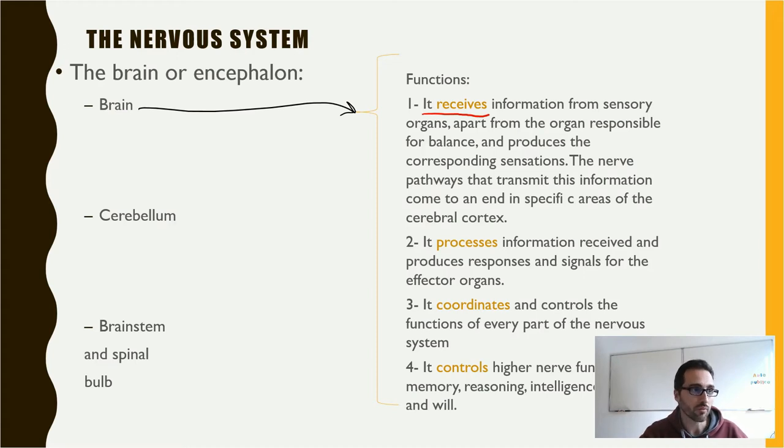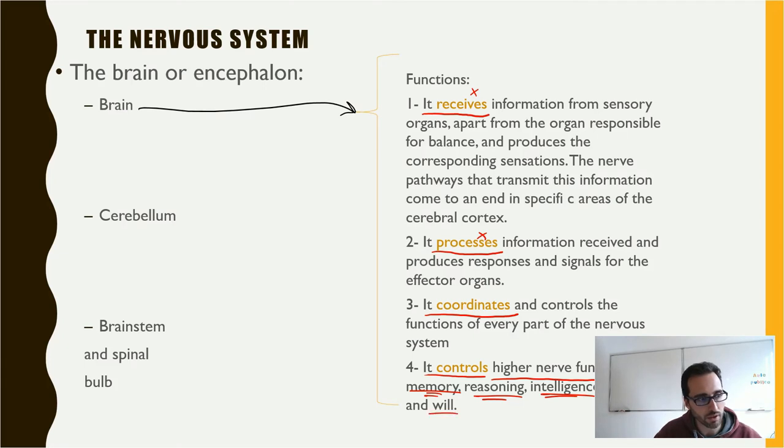Also, it processes the information received and produces responses and signals for the effector organs. So it receives and it processes information. It coordinates and controls the functions of every part of the nervous system. It's the main place in which this is going to happen, and also it controls higher nerve functions. Like, for example, this is quite important: memory, reasoning, intelligence, conscience, and will. Important to remember the higher nerve functions. This is extremely important for the human being. And it also receives and processes information and sends the information, and it coordinates and controls all the nervous system.